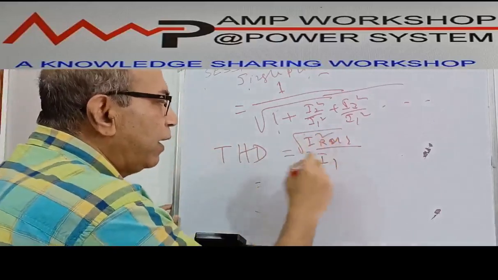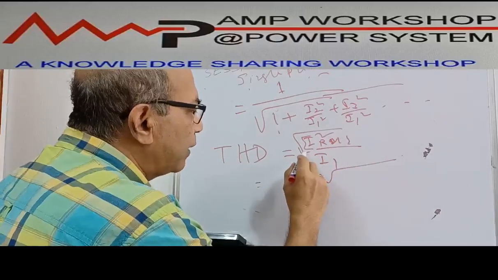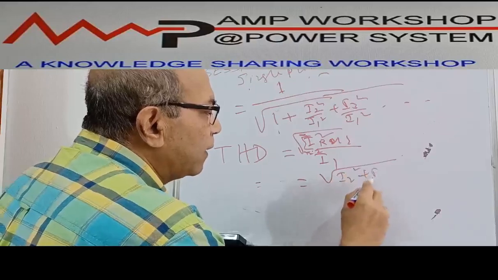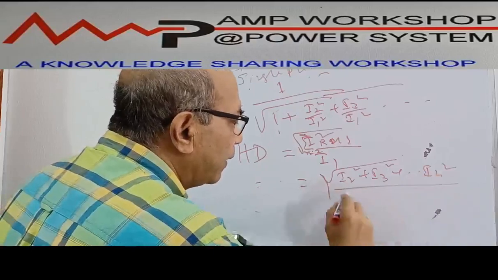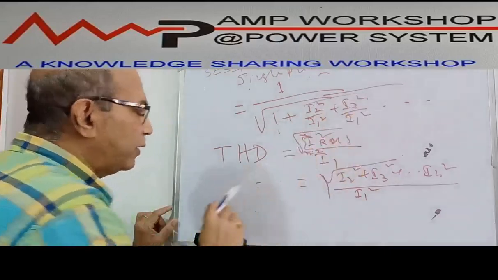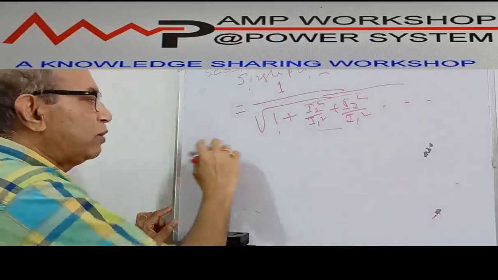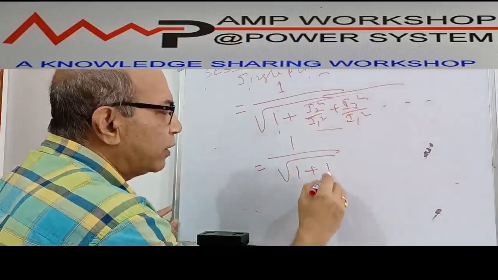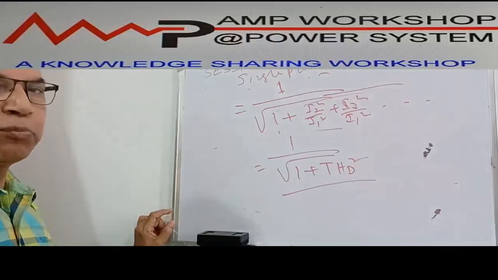So this equals the root of the summation of IRMS squared for n equal to 2 to infinity, without the fundamental. That means I2 squared plus I3 squared plus dot dot dot In squared, divided by I1 squared. This part is the total harmonic distortion. If we include the total harmonic distortion in this formula, the distortion power factor equals 1 by the root of 1 plus total harmonic distortion squared.